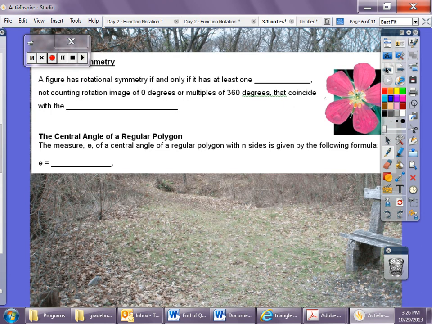And then we get to rotational symmetry. A figure has rotational symmetry if and only if it has at least one rotation image, not counting the rotation image of 0 degrees or multiples of 360 degrees that coincide with the pre-image.